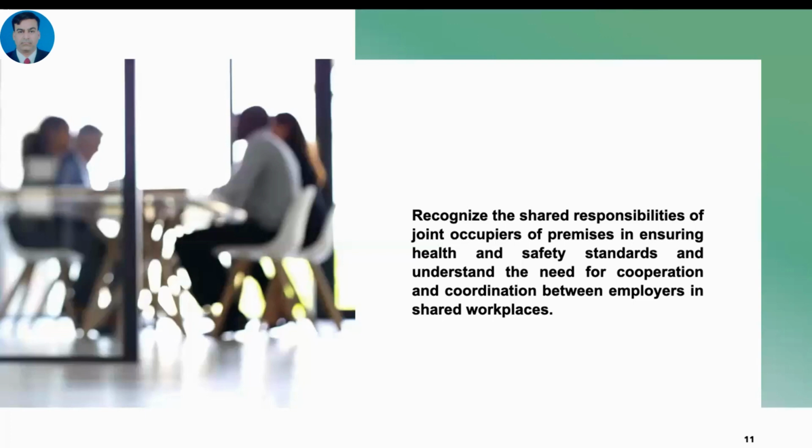Without prejudice to the responsibility of each undertaking for the health and safety of its employees, in shared workplaces, joint occupiers of the premises must also ensure that they communicate effectively with each other to identify and manage any risks that may arise from their activities. They must also ensure that they share information about the risks and precautions appropriate to the building as a whole.